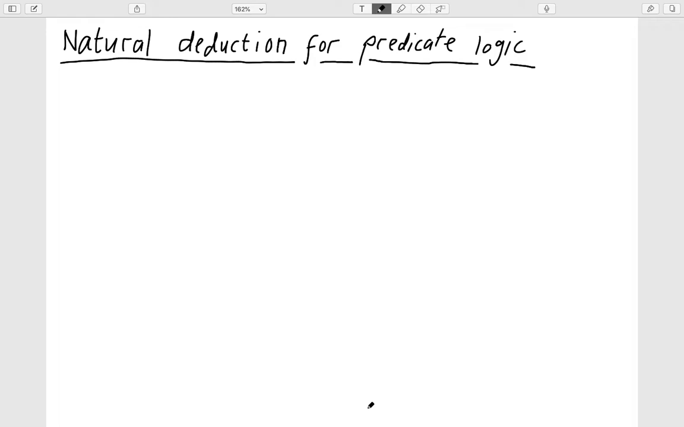This is lecture 4 of Logika računalništvu, logic in computer science. And today, having explored propositional logic very thoroughly over the last 3 weeks, we're going to begin looking at a more expressive logic.